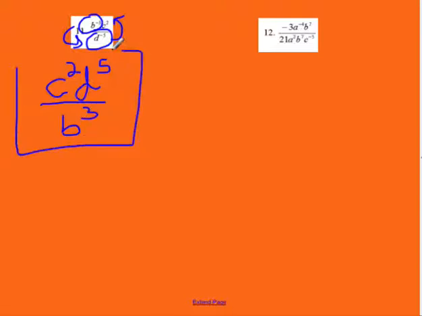Next, let's take a look at these. So for number 11, I see that b to the negative 3 is negative on top, so I'm going to flip it to the bottom. I see that d to the negative 5 is negative on the bottom, so I need to flip it to the top. That c squared is going to stay on top. So c squared stays on top because it has a positive exponent on top, so it needs to stay there. That d to the negative 5, when I flip it up top, it's going to become positive. B to the negative third is going to flip to the bottom, and when I flip it to the bottom, it's going to become positive. So this right here is your answer for number 11.